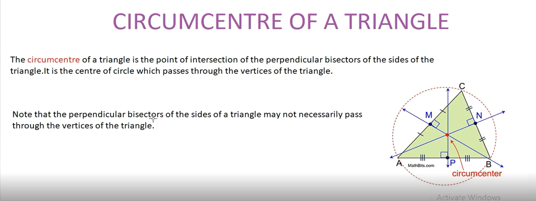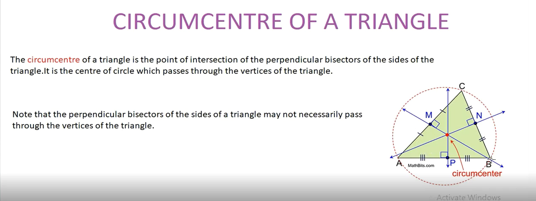Now, note that the perpendicular bisectors of the sides of the triangle may not necessarily pass through the vertices of the triangle. That is, consider this perpendicular bisector. This is the perpendicular bisector of the side AB, and this line doesn't pass through any of the vertices. It does not pass through C. So, the perpendicular bisector of the sides of a triangle may pass through C, but in some cases it may not pass through the vertices of the triangle.